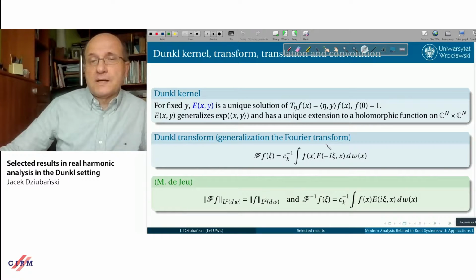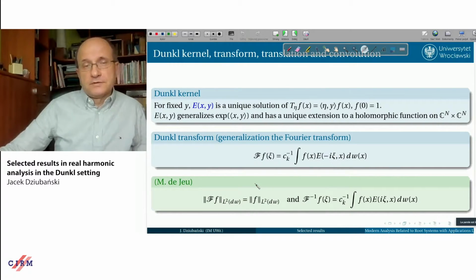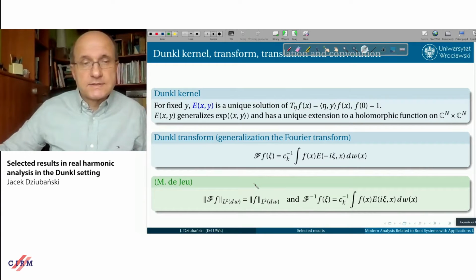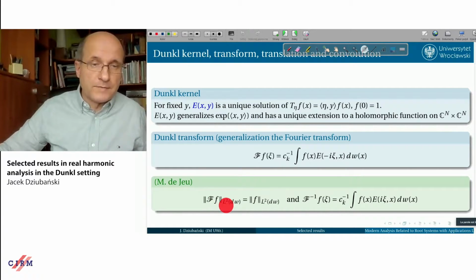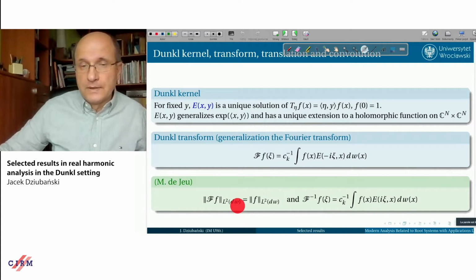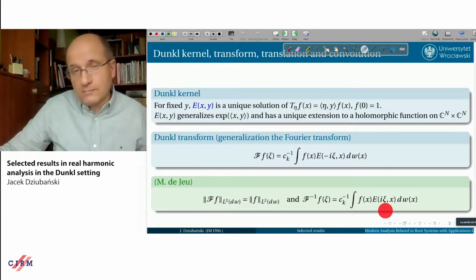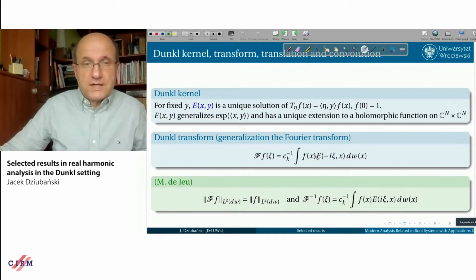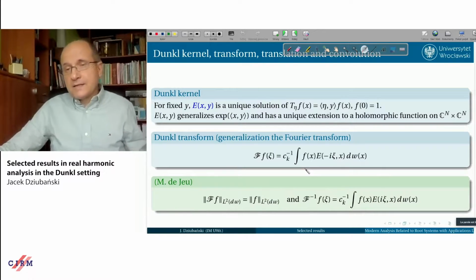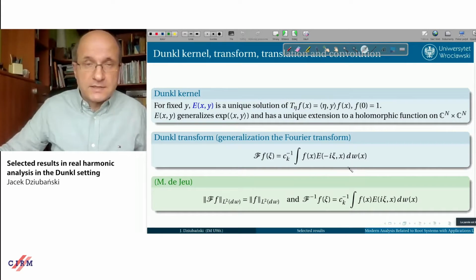And now, having this Dunkl kernel, we define the Dunkl transform, which is a generalization of the classical Fourier transform. So the Lebesgue measure is replaced by the measure w, and the exponential function is replaced by the Dunkl kernel. And very important for us, the second tool, is the fact that the Dunkl transform, or Dunkl Fourier transform, is an isometry on L2, and the inversion formula holds. The inversion formula has the same form as the original one, except that we have no minus here. So all these formulas remind us of the classical formulas from classical Fourier analysis.